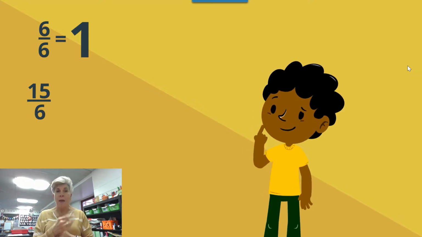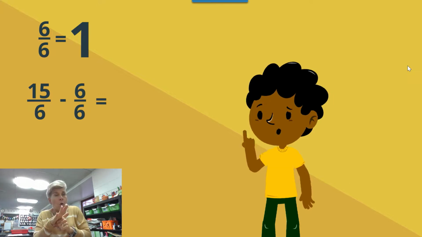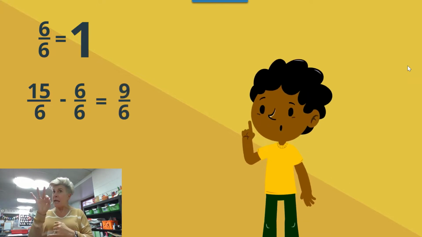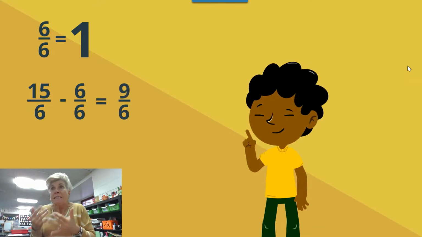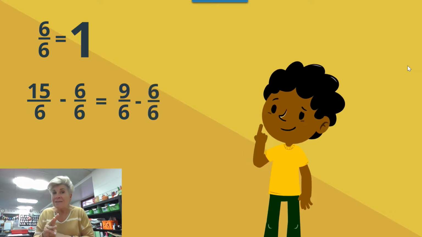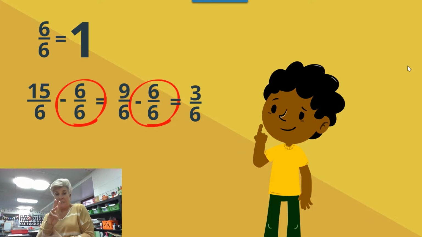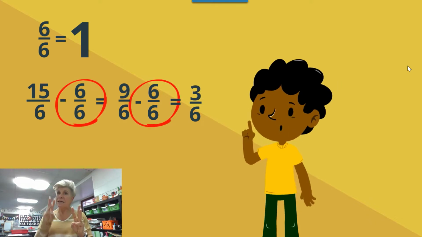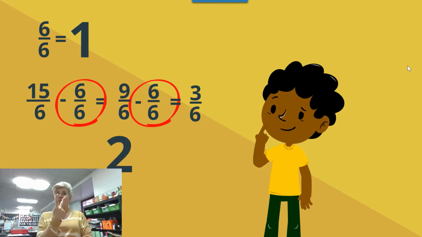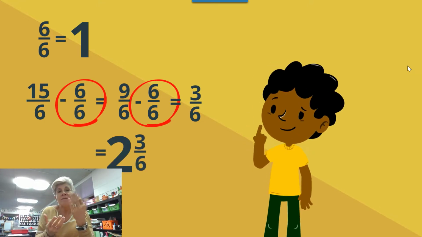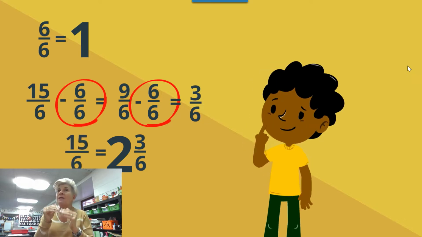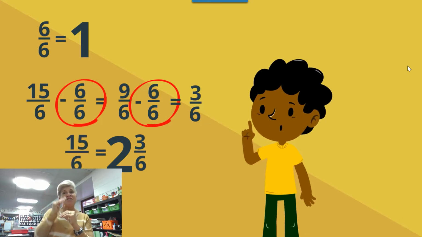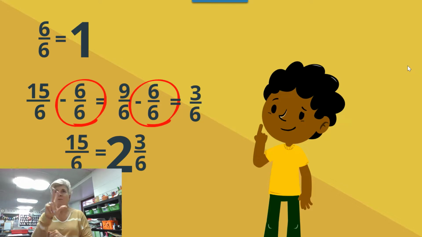Let's try another fraction greater than 1, 15 sixths. First, subtract out 1 whole. That's 6 sixths. Now we have 9 sixths. But wait, that's still a fraction greater than 1. So take out another whole. That gives us 3 sixths. We have 2 wholes. We also have 3 sixths. So, 15 sixths is a fraction greater than 1, and it is the same as the mixed number 2 3/6.